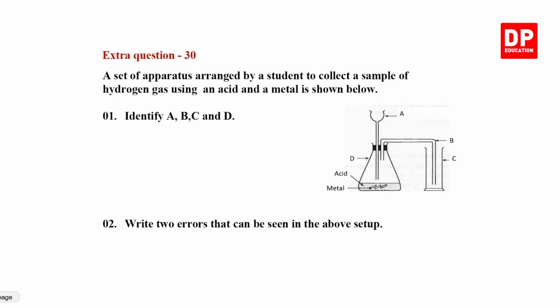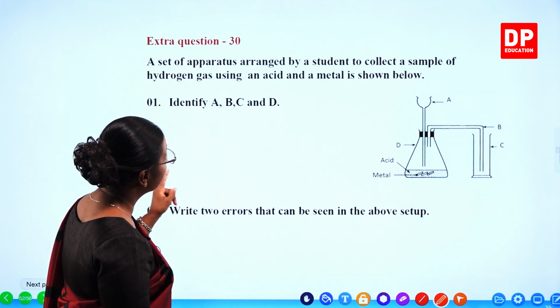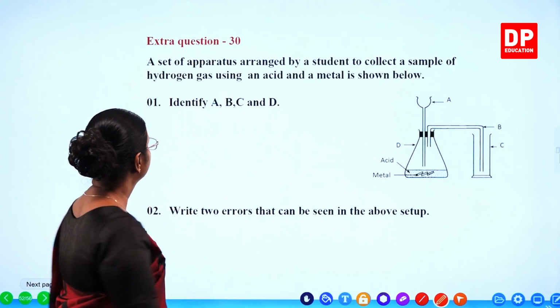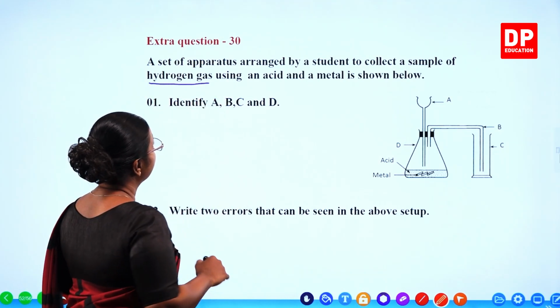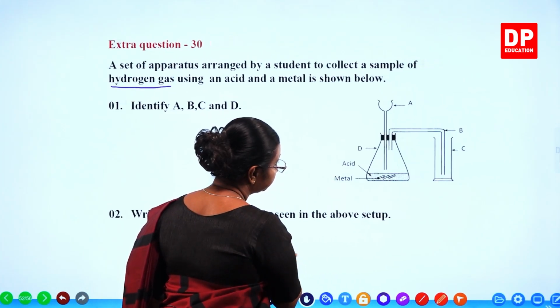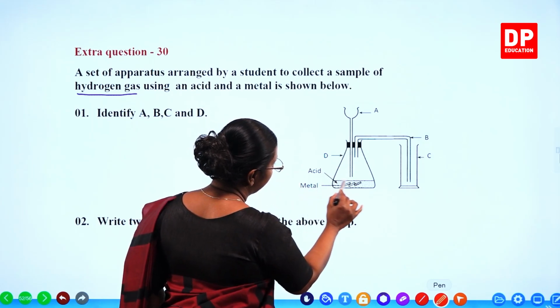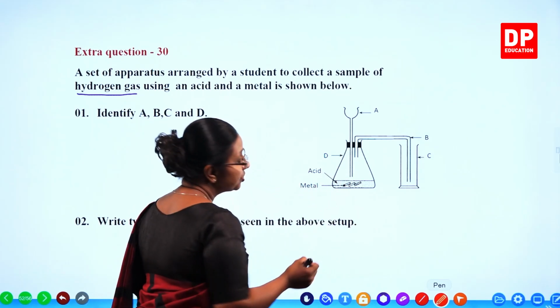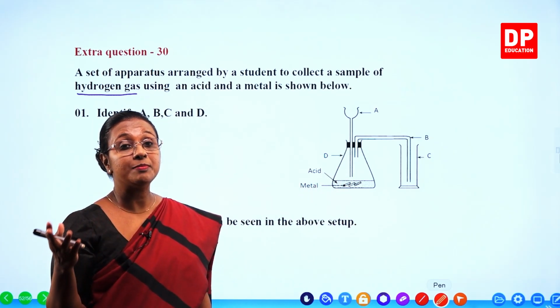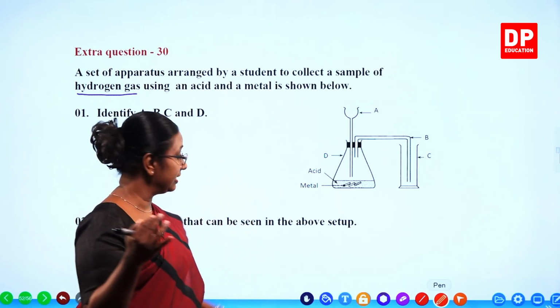That is extra question 30. A set of apparatus arranged by a student to collect a sample of hydrogen gas using an acid and a metal is shown below. So, they are collecting hydrogen gas using an acid and a metal. Look at the diagram. So, here it is a conical flask, and in that they have shown the metal. So, you know, usually we use either magnesium or zinc. Even aluminium can be used. We discussed it a little while ago.